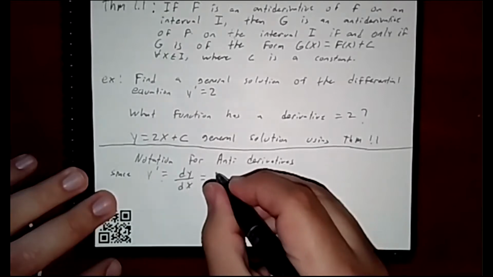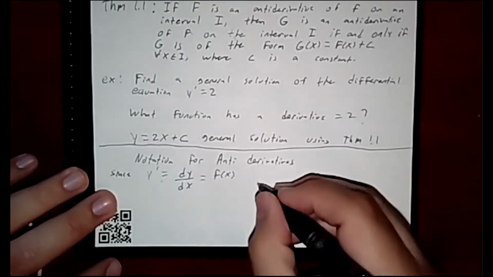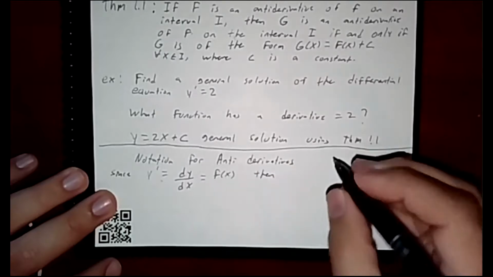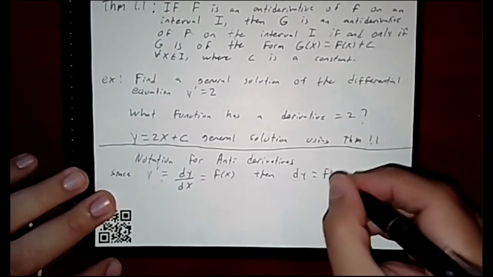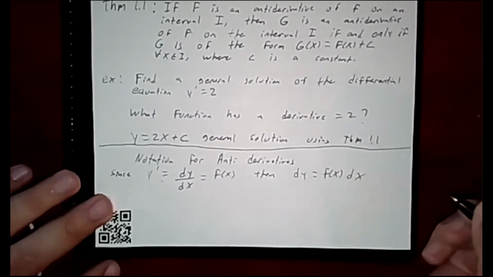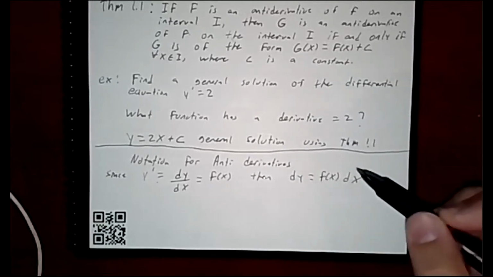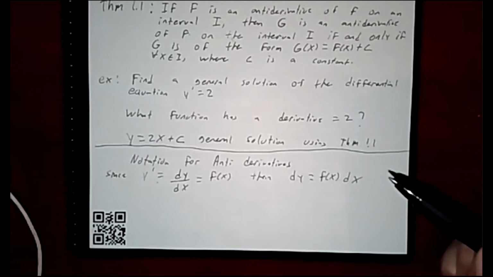So dy dx is equal to some lowercase f of x. That also implies then the following is true. dy is equal to f of x dx. So you can multiply both sides by dx, and then solve for y in a way. That's what we're going to do.